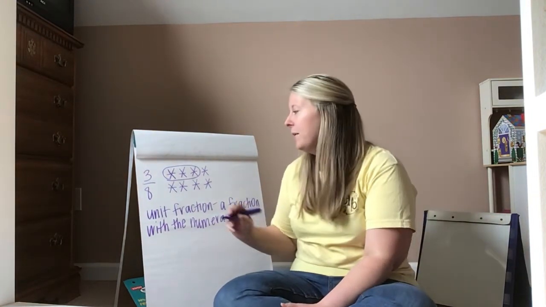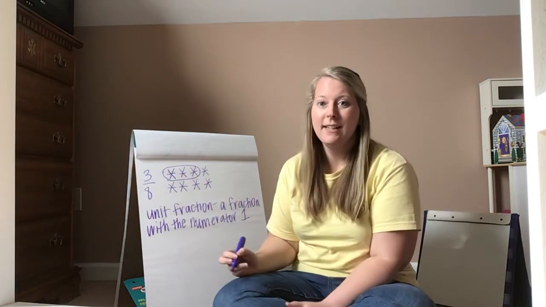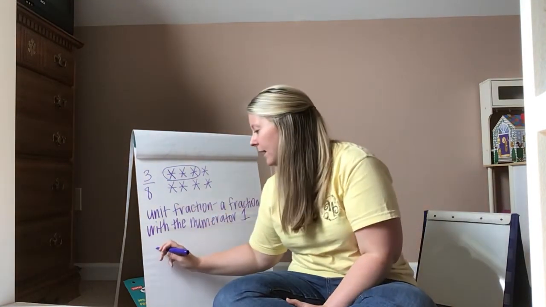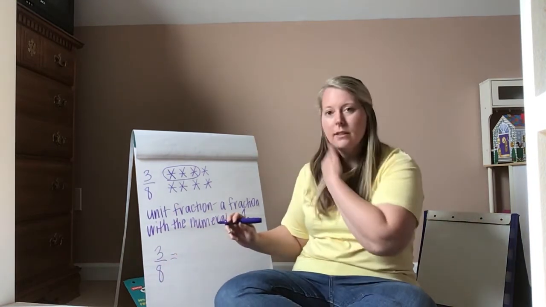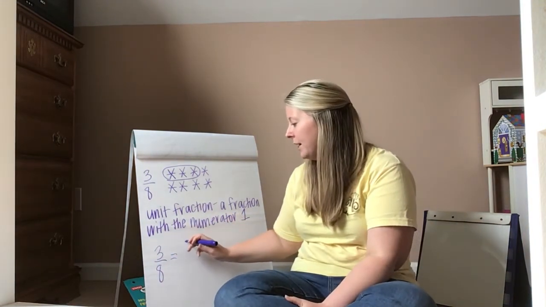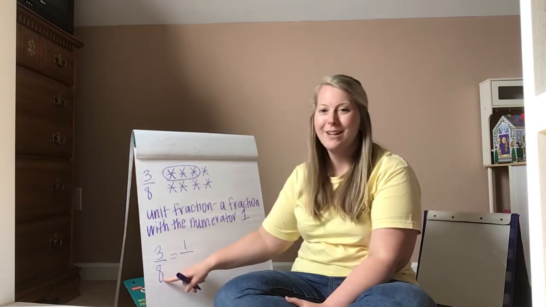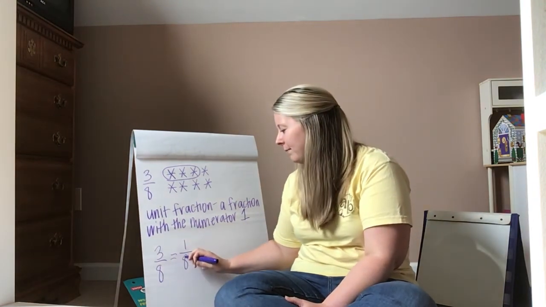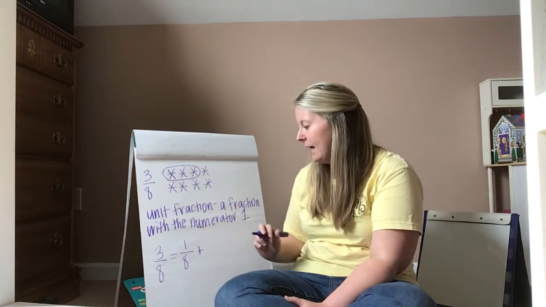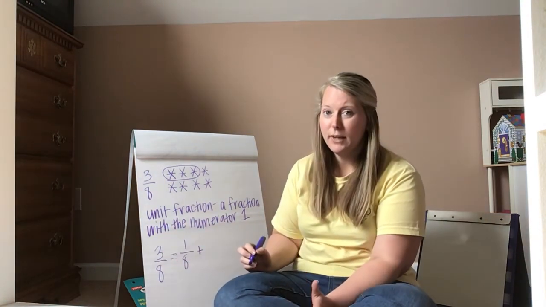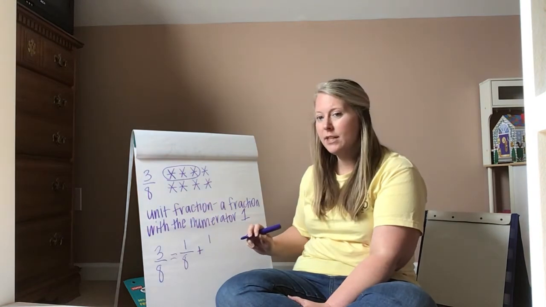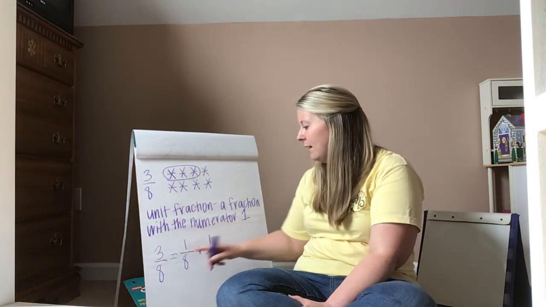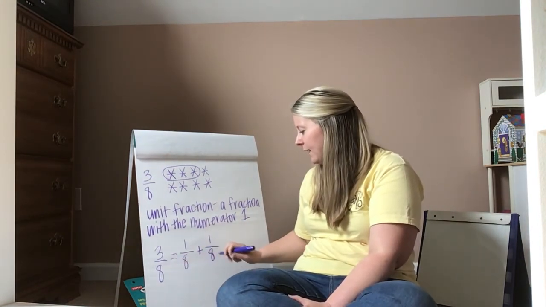Okay? So if I wanted to write 3/8 as an equation using unit fractions, then I would do this. 3/8 equals, and then I would use my numerator of 1. My denominator stays the same. I'm going to put a plus sign because 1/8 does not equal 3/8. I have to keep going. So again, I'm going to use another unit fraction with the numerator 1. My denominator is going to stay the same.